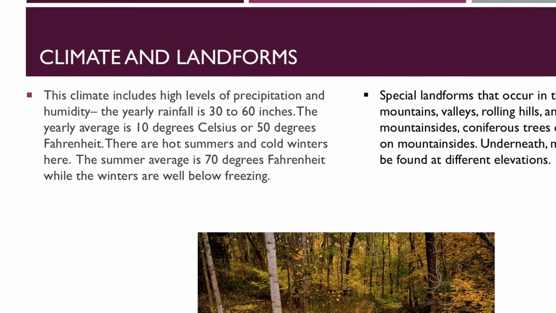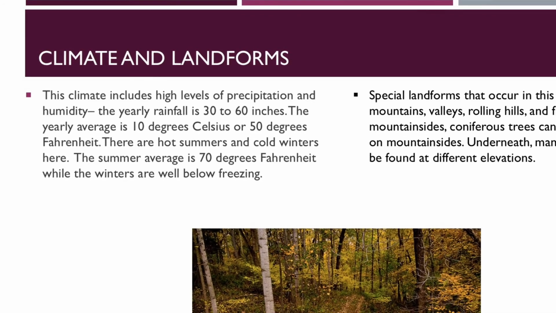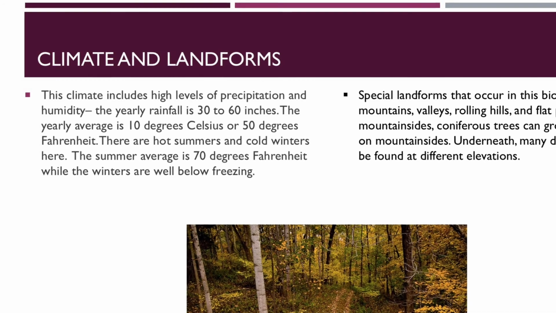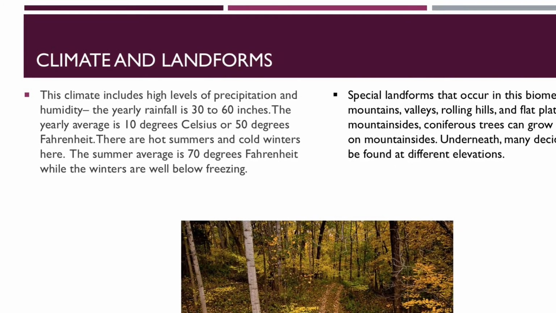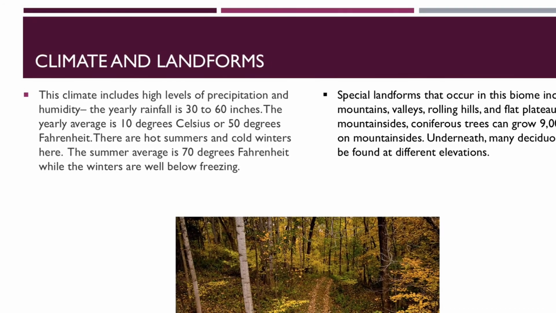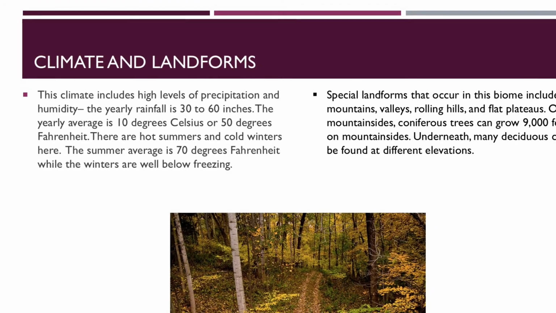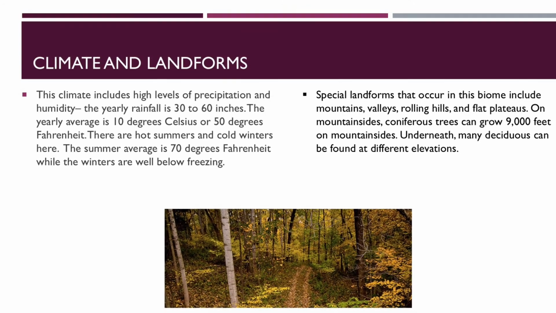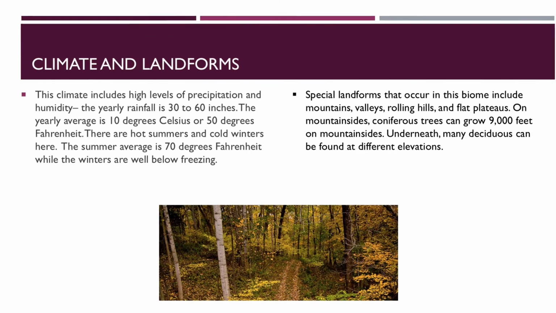This climate includes high levels of precipitation and humidity. The yearly rainfall is 30 to 60 inches. The yearly average temperature is 10 degrees Celsius or 50 degrees Fahrenheit. There are hot summers and cold winters here. The summer average is 70 degrees Fahrenheit, while the winters are well below freezing. In addition, special landforms that occur in this biome include mountains, valleys, rolling hills, and flat plateaus. On mountainsides, coniferous trees can grow up to 9,000 feet. Underneath, many deciduous trees can be found at different elevations.